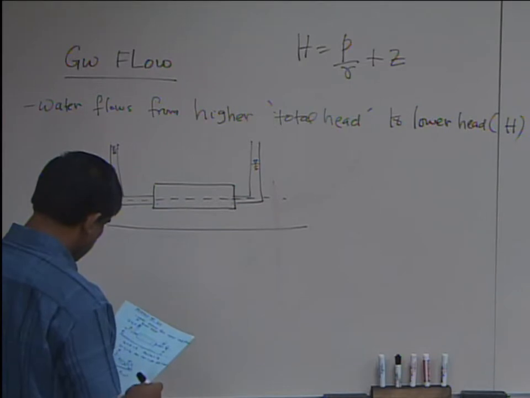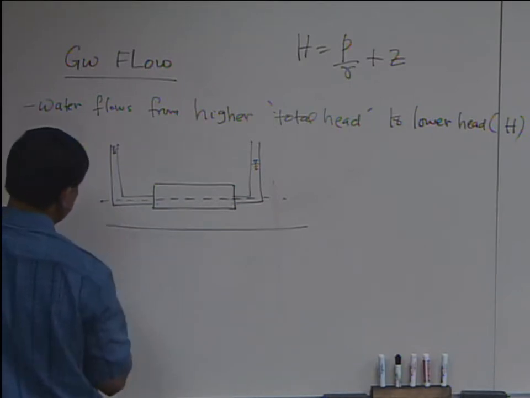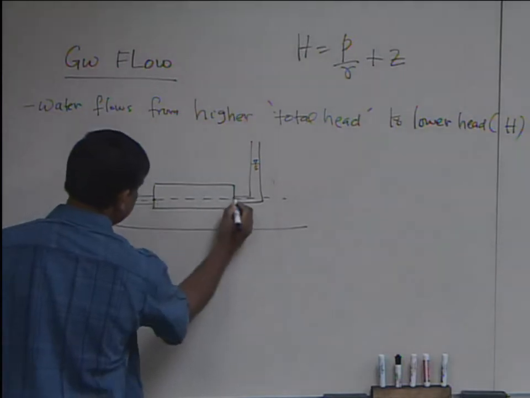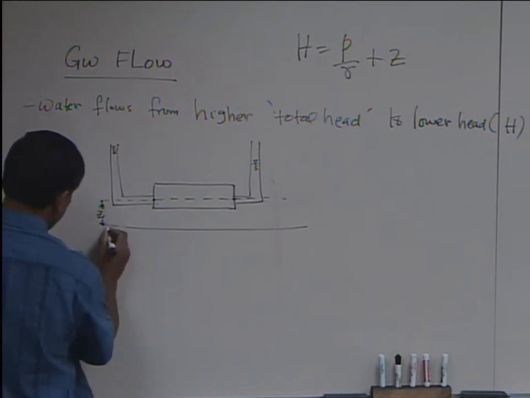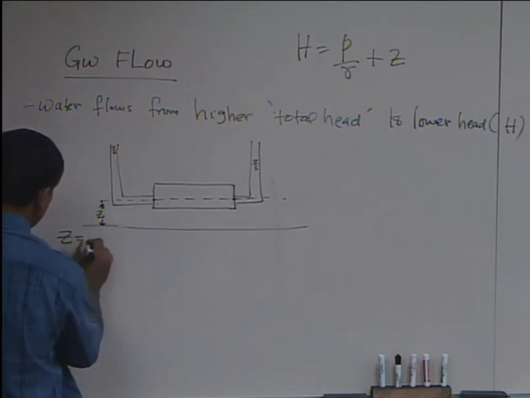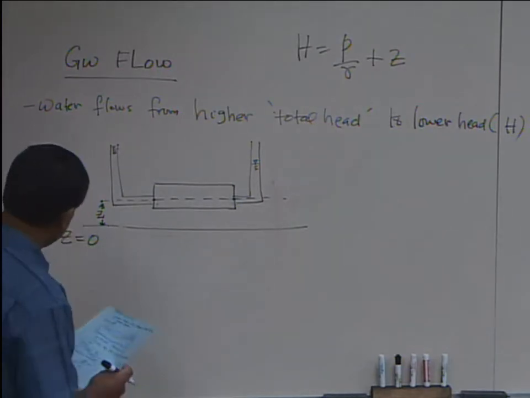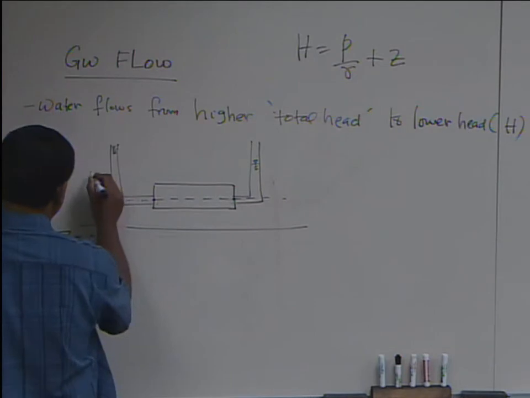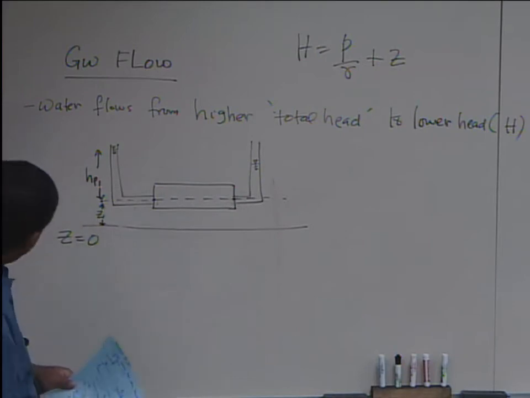Now, by definition, if I want to find head at this point, at the inlet of the column, I need to know the elevation head. So I'm going to call this Z1, and this is the datum. I'm going to decide this as my datum, Z equals 0. So that's my elevation head at this point. And the pressure head at this point will be HP1, this height. Okay. Now, how do I compute that?